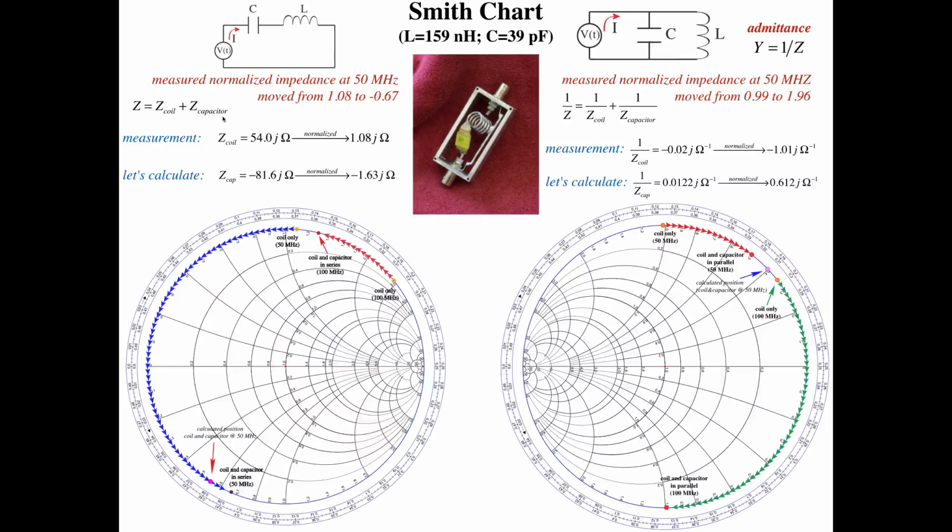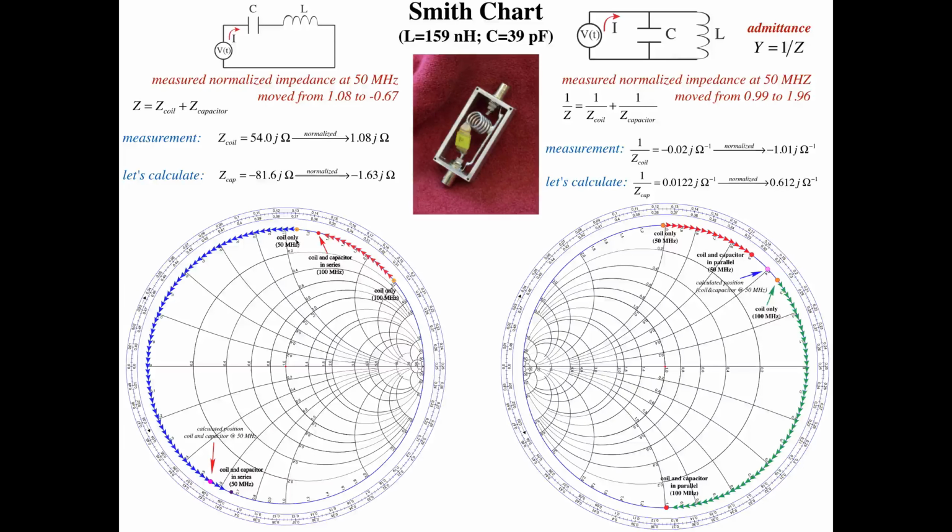And so if I calculate the impedance of a 39 picofarad capacitor at 50 megahertz, all this is being done at 50 megahertz in this example, I calculate an impedance of minus 81.6, divide that by 50, and get minus 1.63. So what I should do then is add this value to that value according to this formula there.